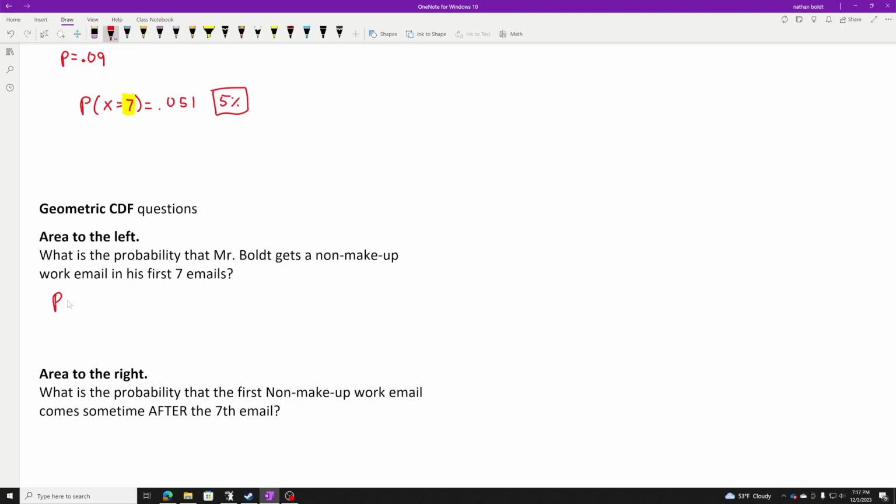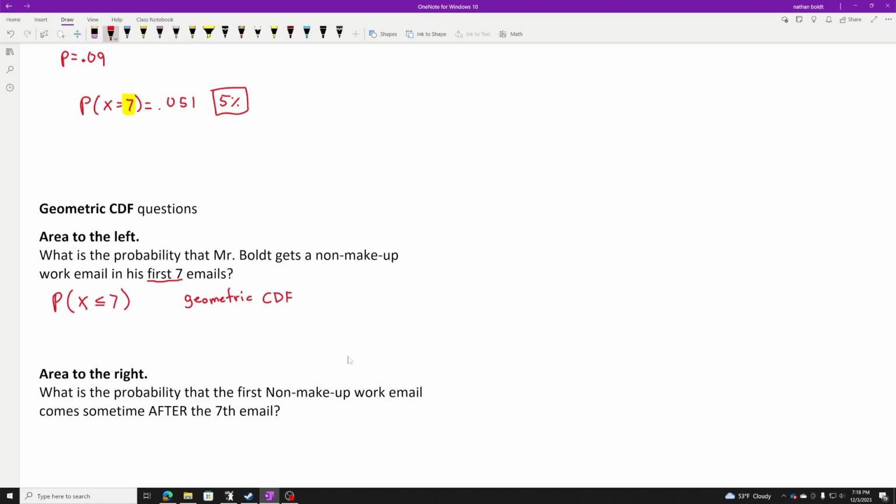So that is the probability that x is less than or equal to 7. In those first 7, somewhere from 7 and below, I would read this as including the 7th. And so that's why it's less than or equal to. And that is exactly what your calculator can do with a geometric CDF. A quick little guidance here of how you would show your work on a free response question.